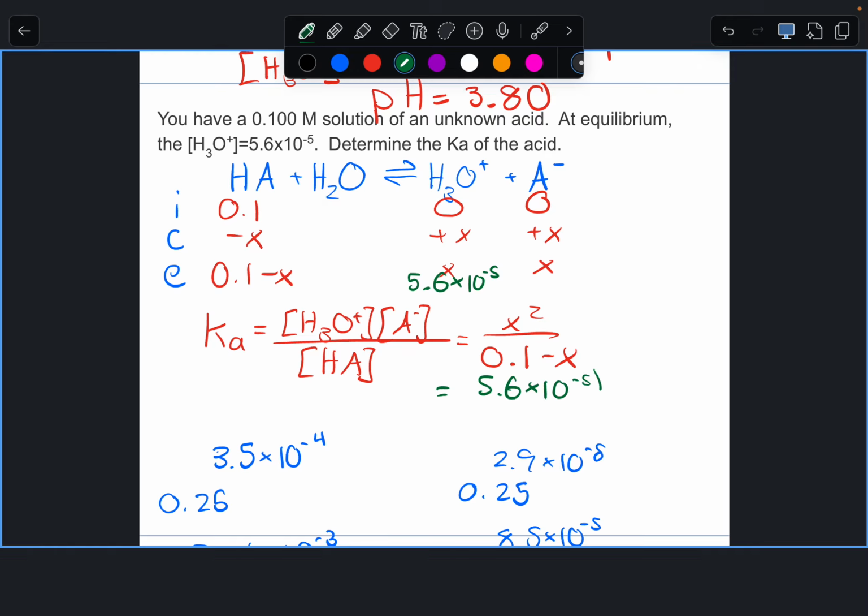5.6 times 10 to the negative fifth, squared, over 0.1 minus 5.6 times 10 to the negative fifth. So this comes out to be 3.14 times 10 to the negative eighth. So that's the K for this reaction.